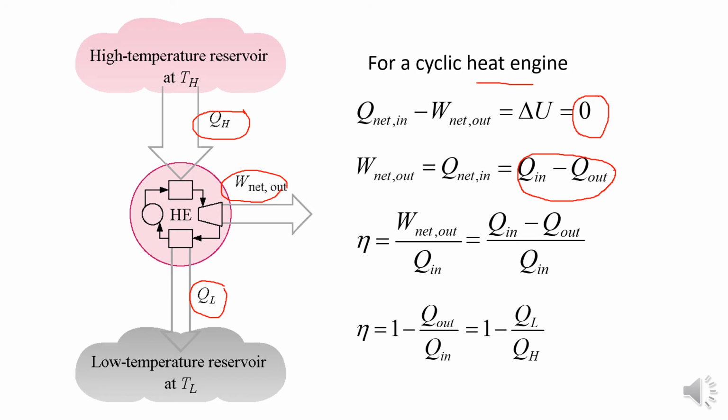So the efficiency will be work net output divided by Q in, where the work output is Q in minus Q out, divided by Q in. So as a result, this will be the thermal efficiency of a heat engine. It equals 1 minus Q out per Q in, or we can say this also equals 1 minus Q low divided by Q high, or QH.